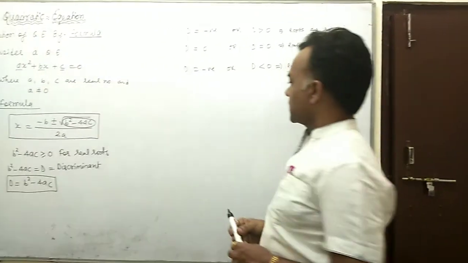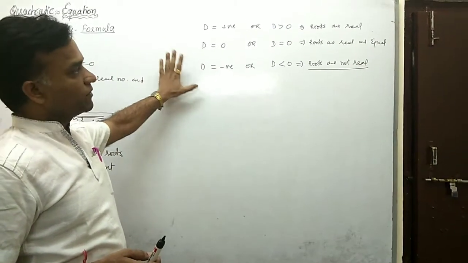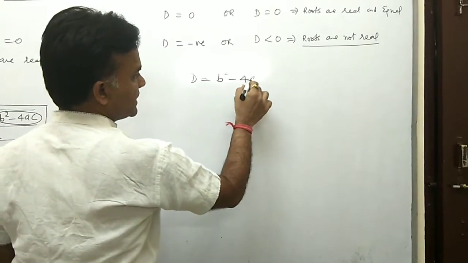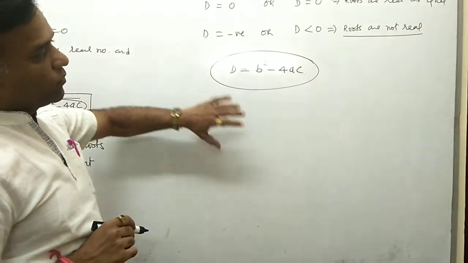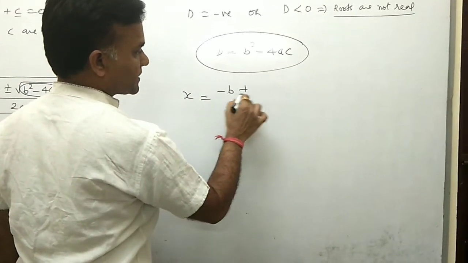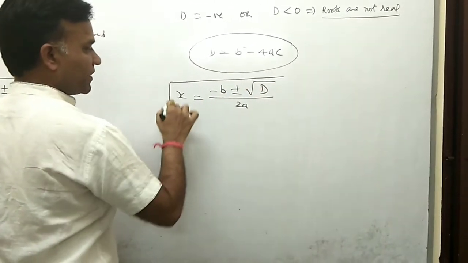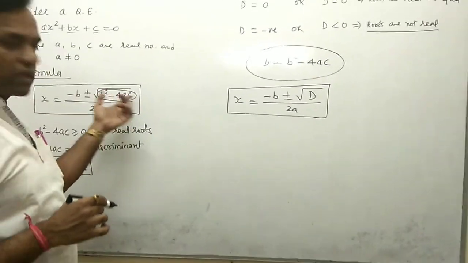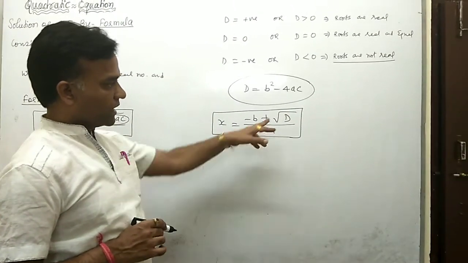This is a very important part of the quadratic equation, because every quadratic equation you check with the help of this formula, D equal to b square minus 4ac. This is called the discriminant. First you check by this formula, and after finding it you put it directly here. Then your formula converts into minus b plus minus under root D by 2a. After finding the discriminant you put the value directly, without any confusion, as minus b plus minus square root of D.